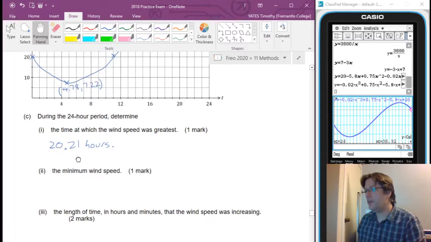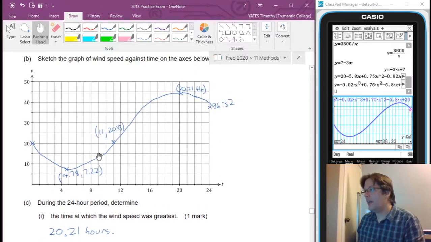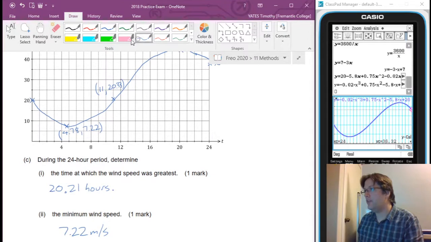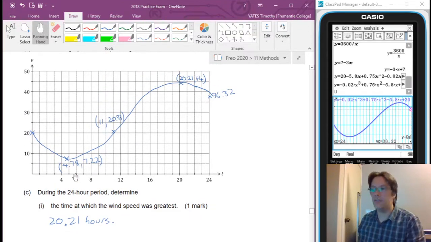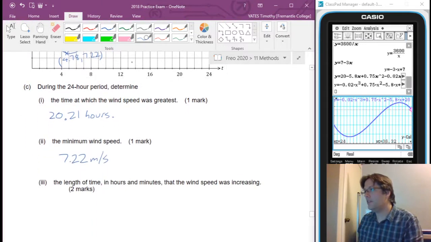What was the minimum wind speed? The minimum wind speed, we've already got that, 7.22 meters per second. The length of time that the wind speed was increasing, we've got that as well because we've just done all this work on here. So we can get those values out pretty quickly. So it was increasing from the minimum to the maximum. So we have this maximum value here at 20.21 and then 4.78. 20.21 take 4.78.